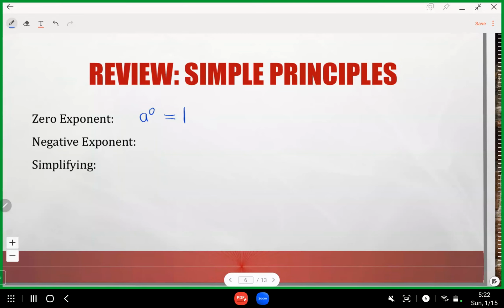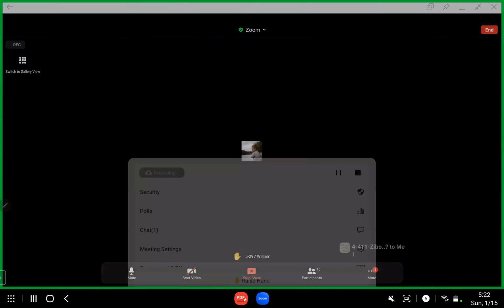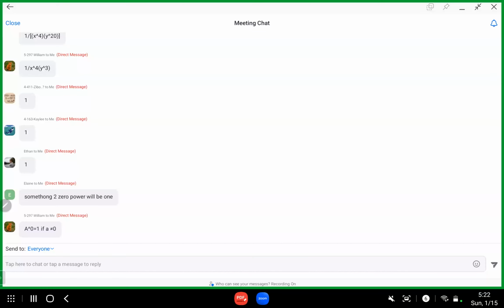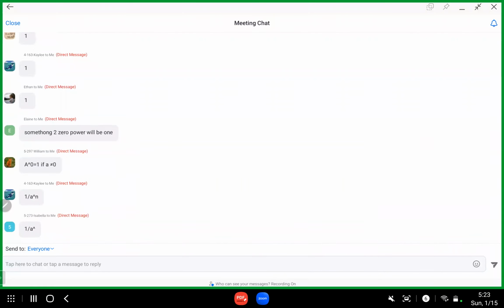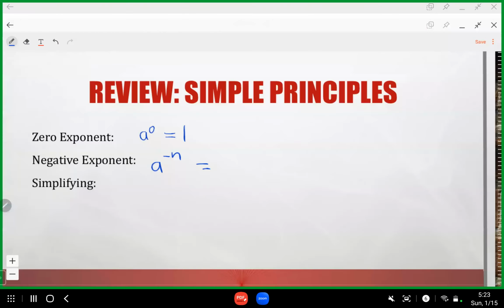How about a negative exponent? Okay. So can anybody explain what happens when you get a to the negative n, assuming that n is positive? What happens when you have a negative exponent? It's just 1 over a to the n. Very good. All right, Kaylee, very good.